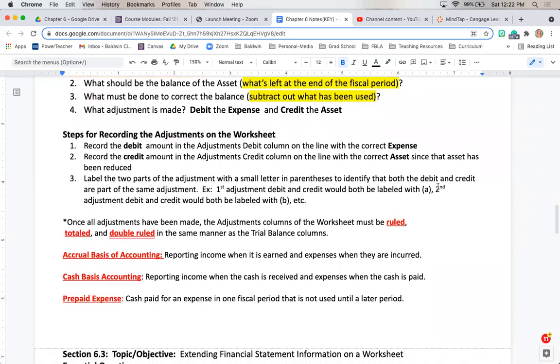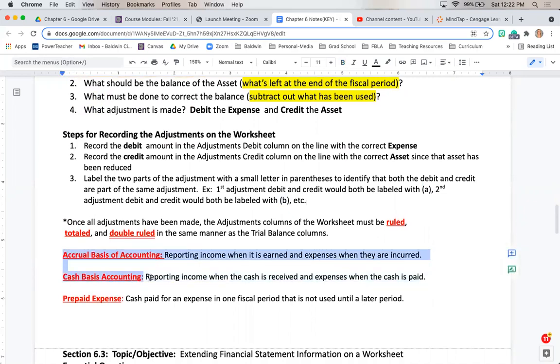We also are going to use the letters A and B to label what the adjustments are. Once all our adjustments have been made, we still have to rule and prove that debits equal credits. So we'll have to do our totals line.